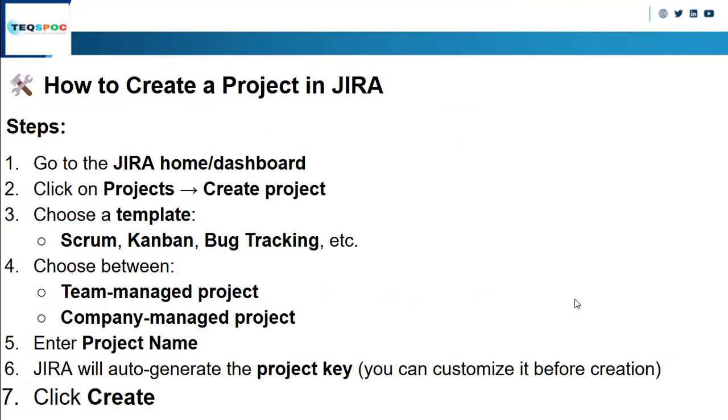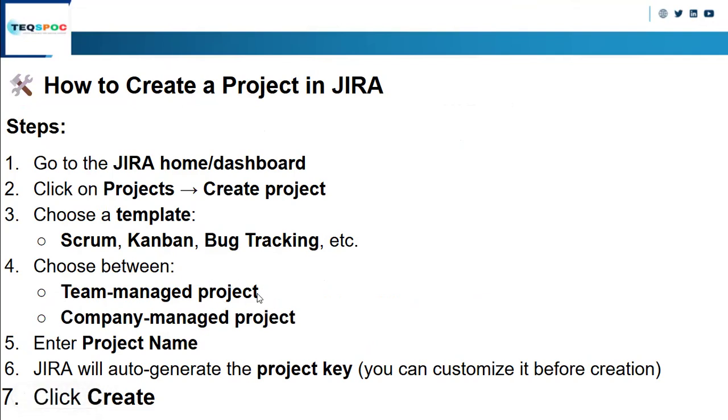So how to create a project? First, log into your Jira account, go to the project, create the project, choose the template, Scrum or Kanban. Then you have to choose what type of project you will use, a team managed project or a company managed project. Team managed project is basically used for a small scale application.